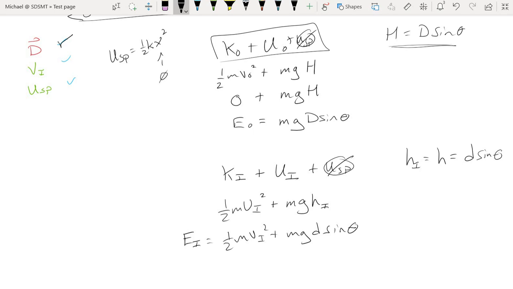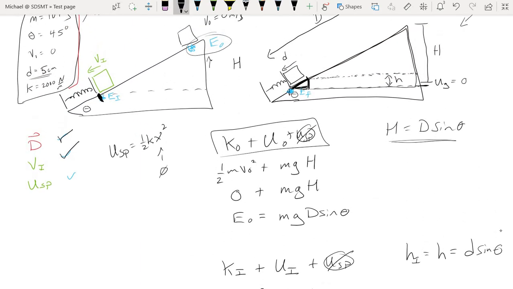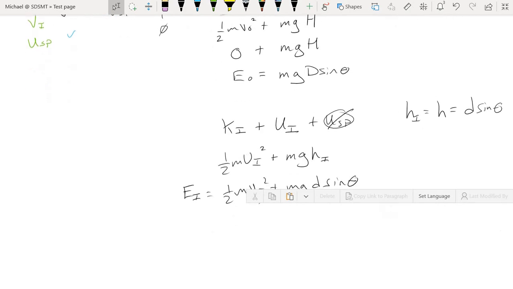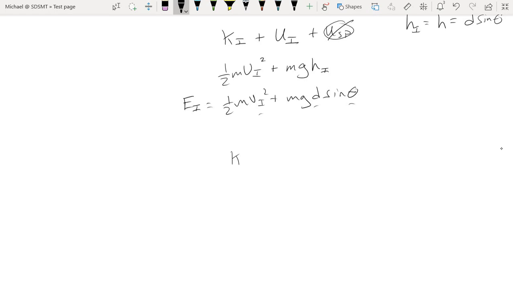Now, I know what theta is, I know what little d is, I know m, I know g, but I don't know the impact velocity. And that's one of the things that we were asked to solve for. So let's move on to the final location. What happens when we reach that maximum compression point? When we get to the maximum compression point, that should be K final.